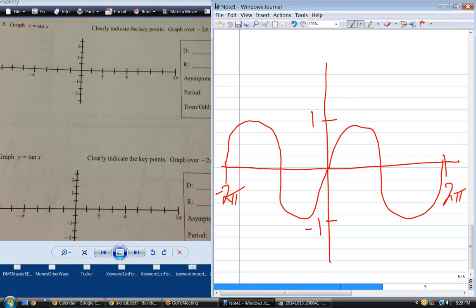Domain? All real numbers. Range? Negative 1, comma 1. Asymptotes? None. Period? 2 pi. Even or odd? Odd.